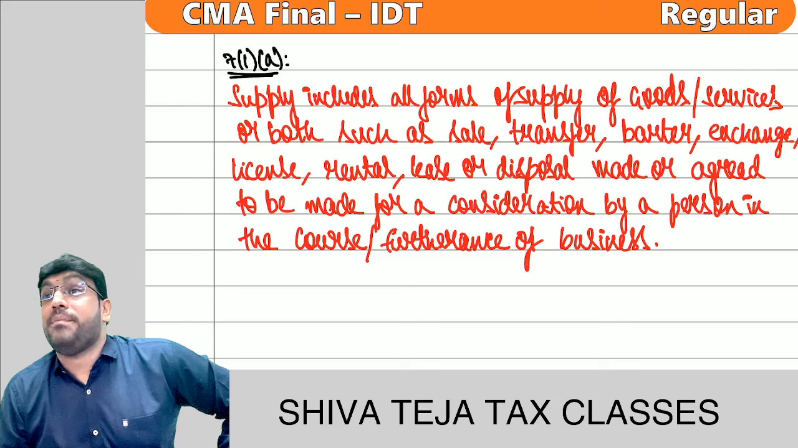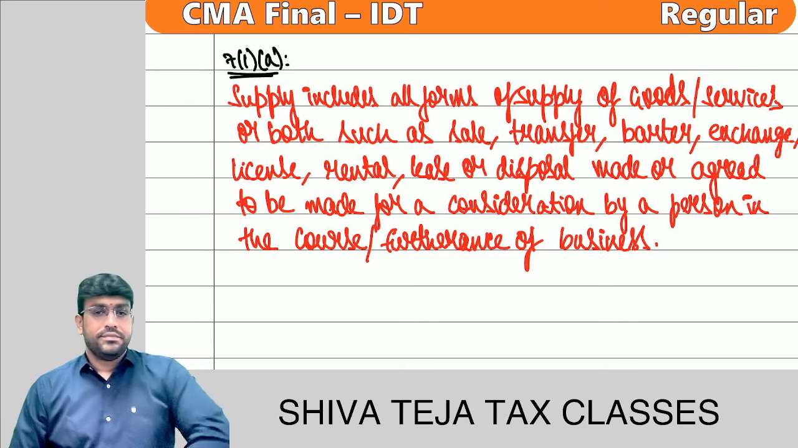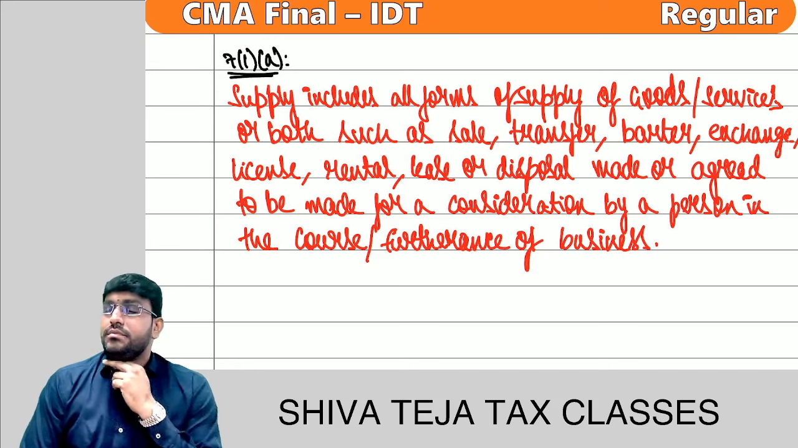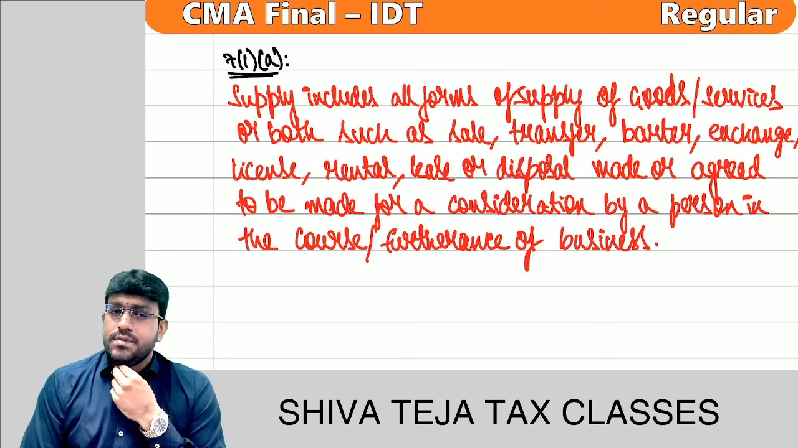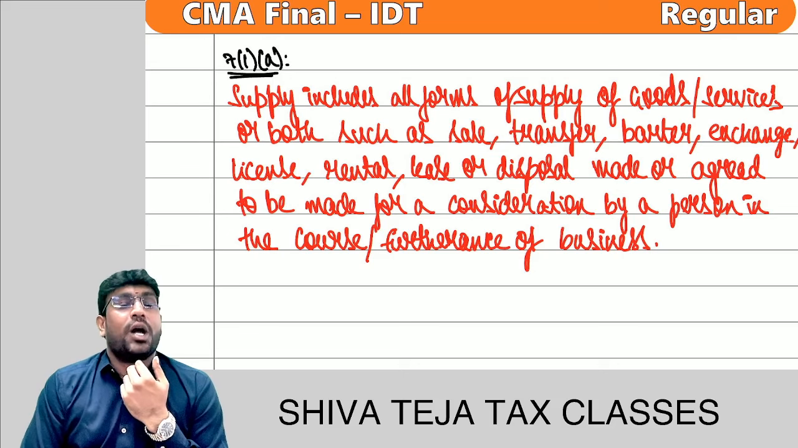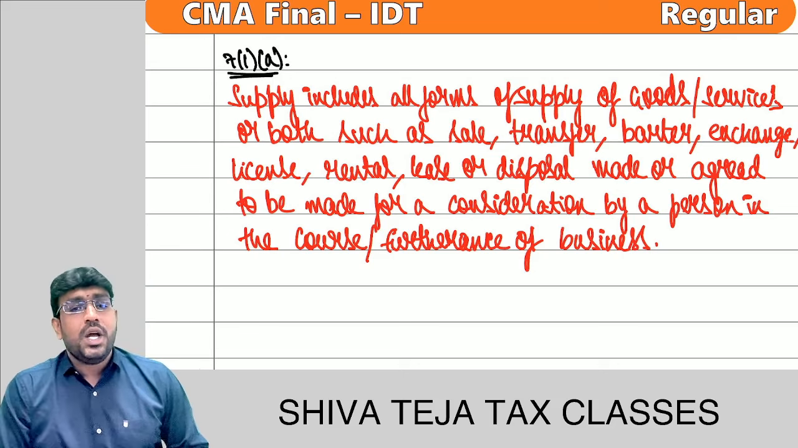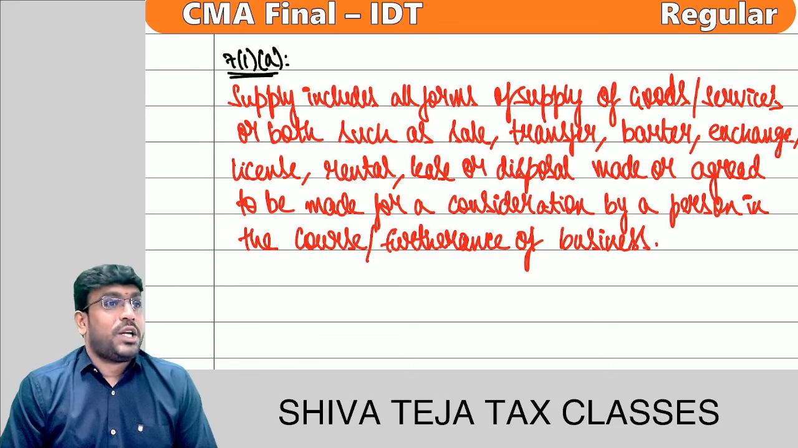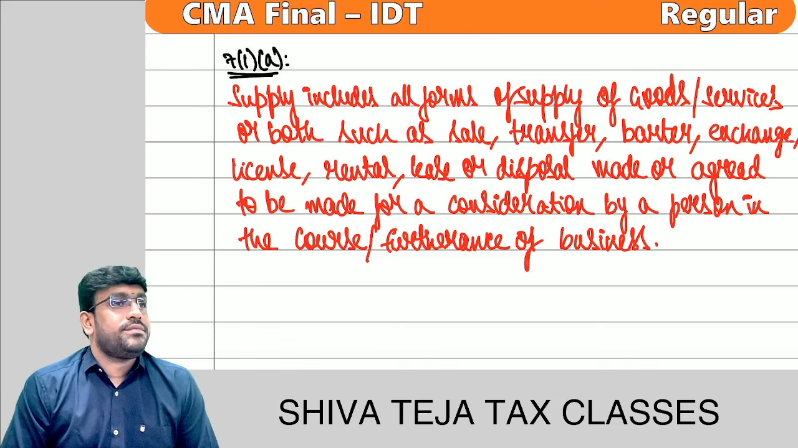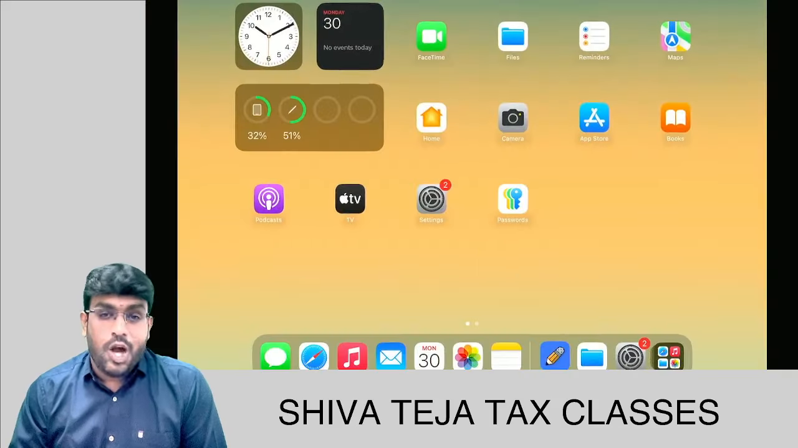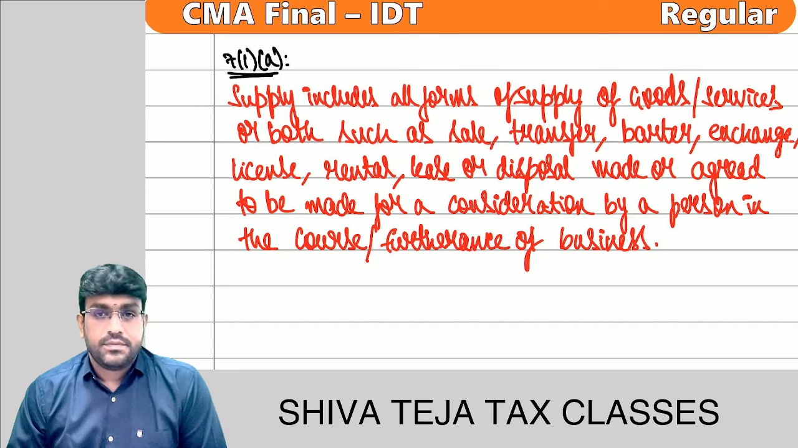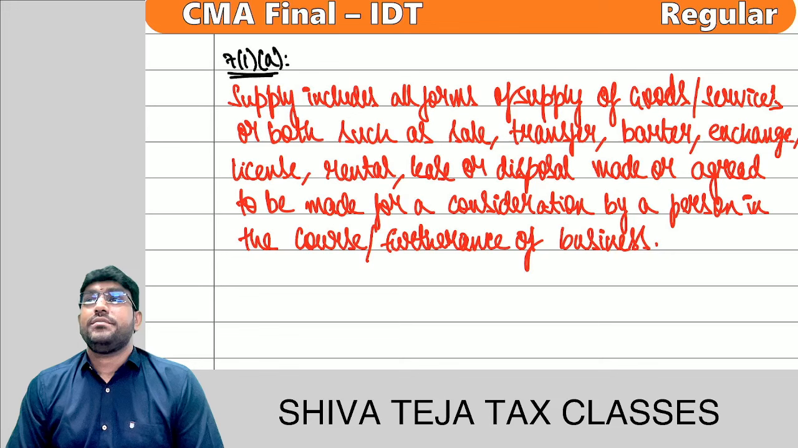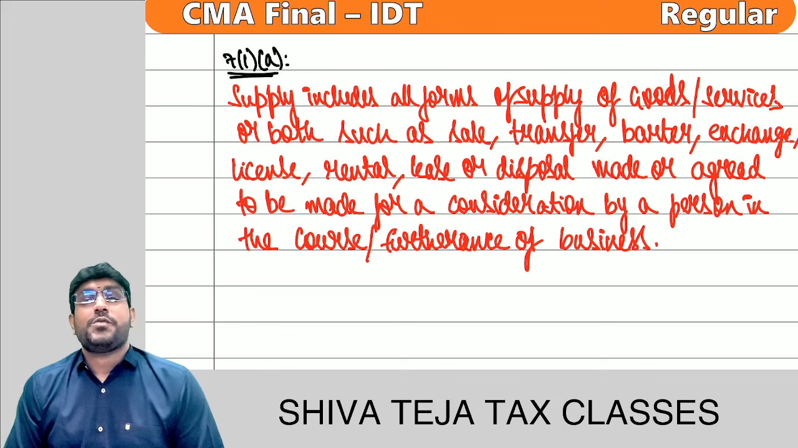Write that line. Consideration means something in return, bracket, monetary or non-monetary, but does not include subsidy from central government or state government. This point will come again in the value of supply chapter.